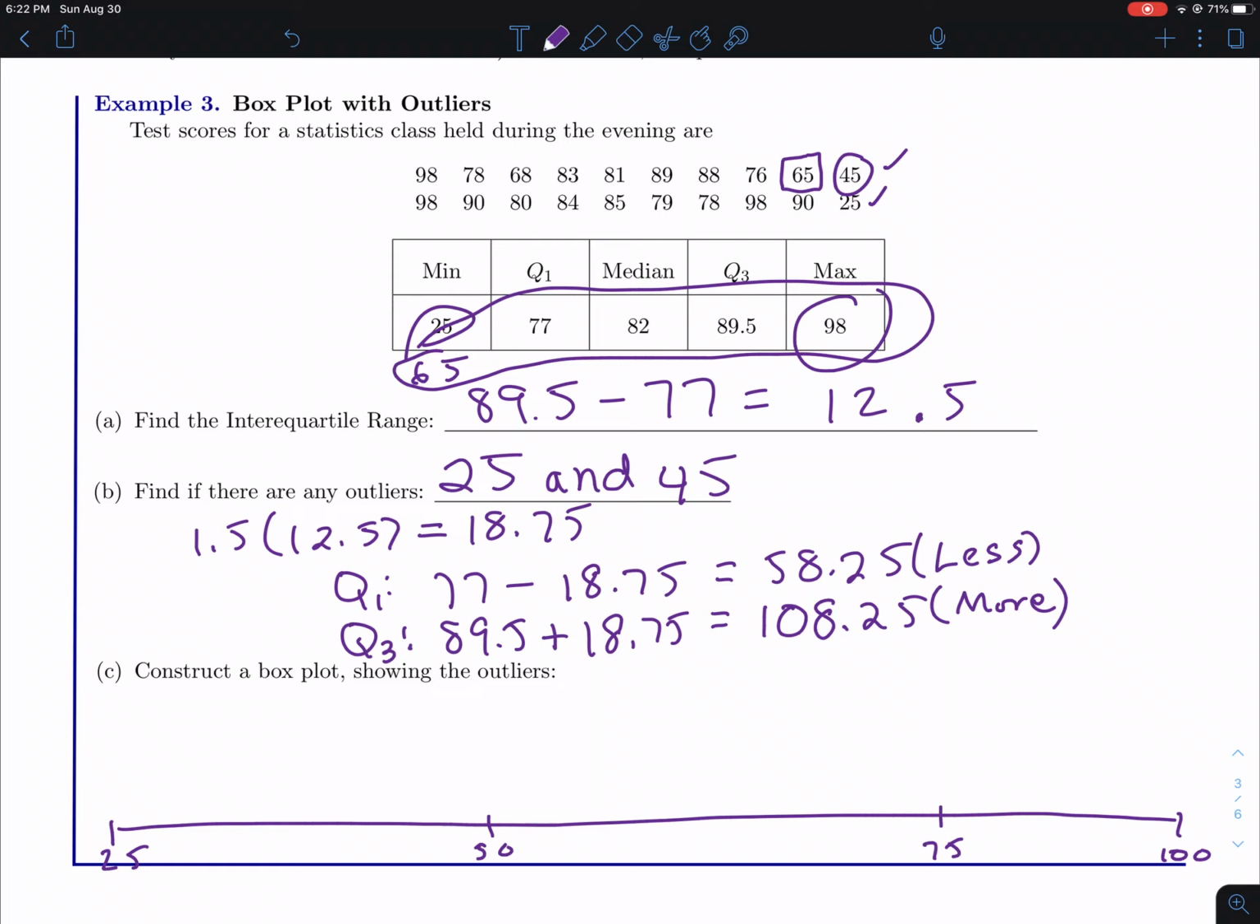So 65 is going to look somewhere in this area. So that's going to be my 65, or my new min. And then my max is the same. So everything else is still the same. So my max is still out there. My Q1 was the 77, so it's going to go there. My median was like the 82, and my Q3 was like the 89.5, so it goes like there. So again, draw my little line from there to there.